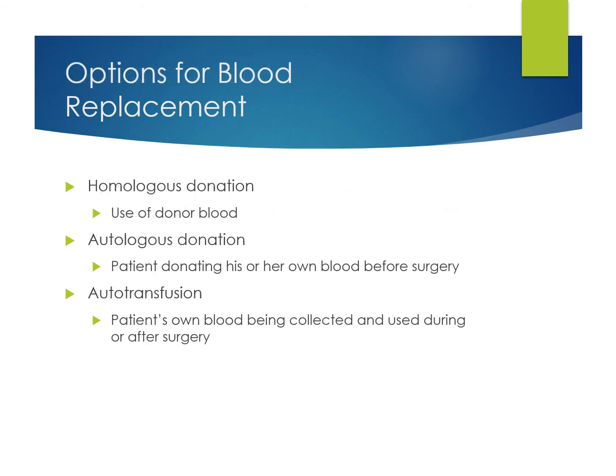There are some different options for blood replacement. The most common one that you will see is homologous donation. This is the use of donor blood. Sometimes patients can do what's called autologous donation. This is where they will donate their blood before a scheduled surgery, and then they'll be given that during surgery. And then unique to surgery is autotransfusion. This is the patient's own blood being collected during surgery, and then it'll be given back to them either during the procedure or afterwards. Each of these types is going to have its own advantages and disadvantages.